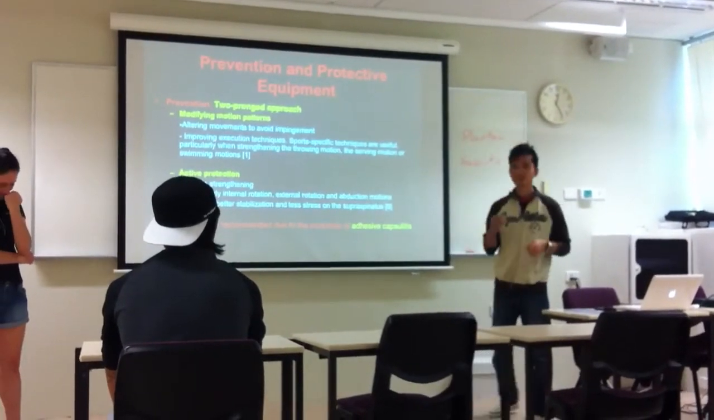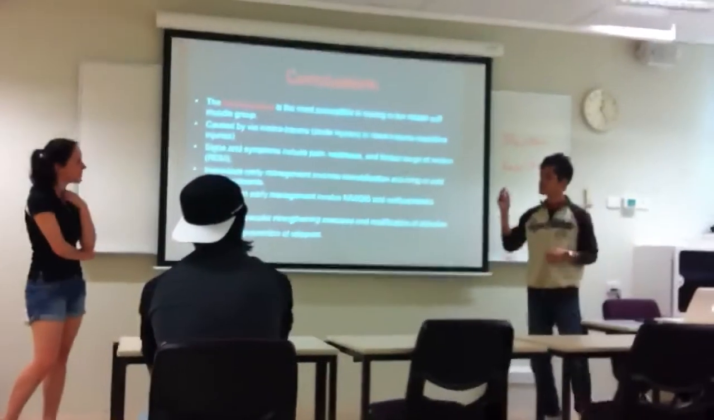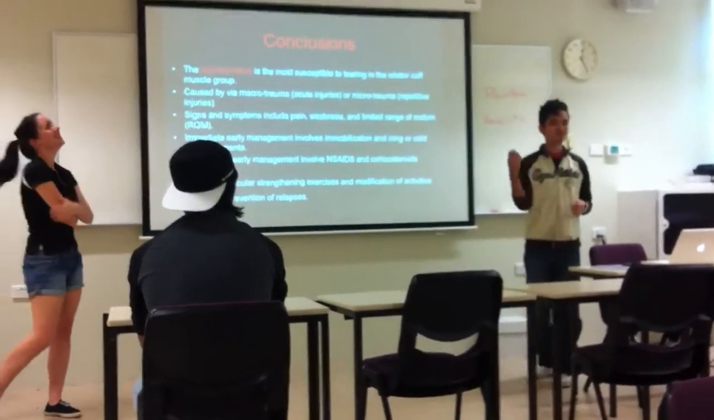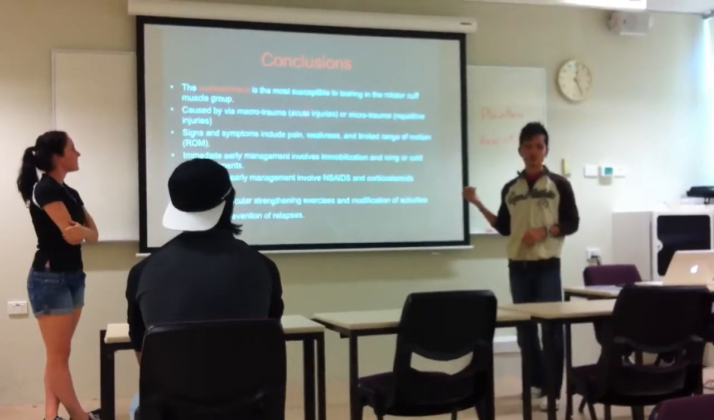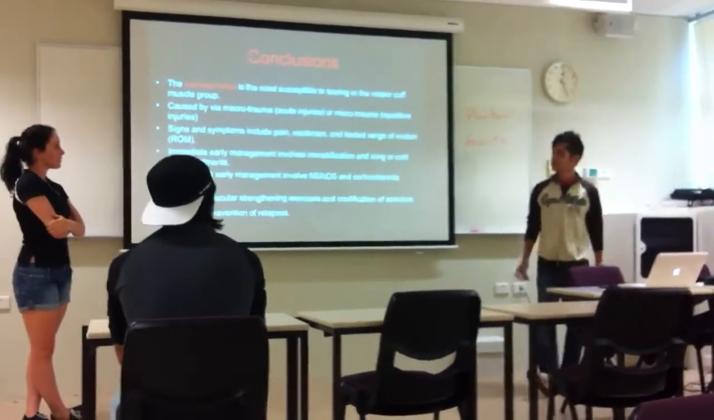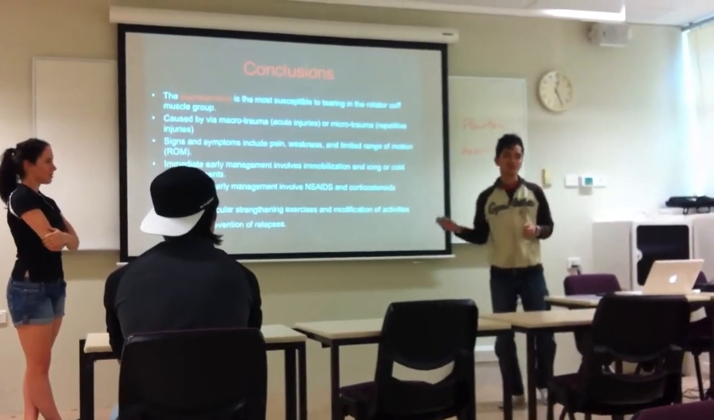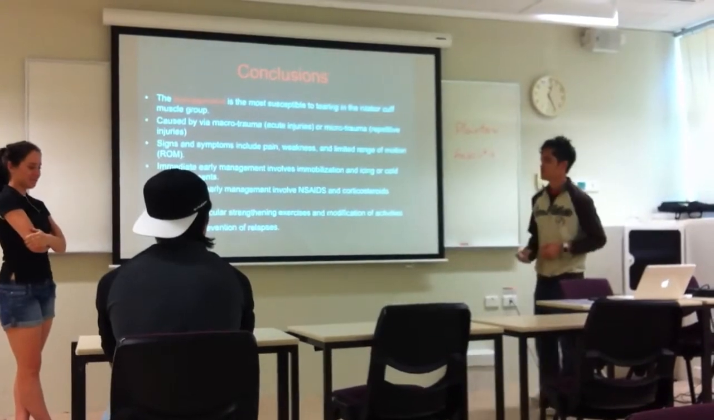Yeah. So, in conclusion, pretty much all we said and then some. Right, supraspinatus, of all the muscles in the rotator cuff, that's the most susceptible to tearing. Can be caused by microtrauma, impact, or repetitive movements like swinging your tennis racket, and so on and so forth.